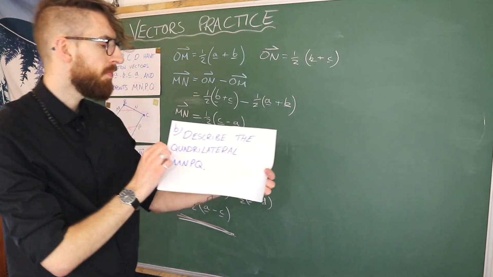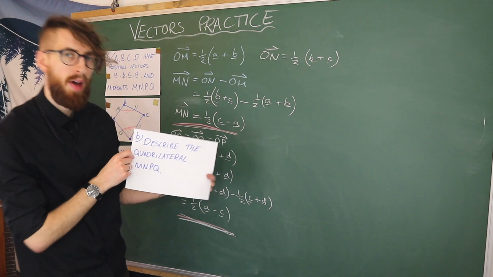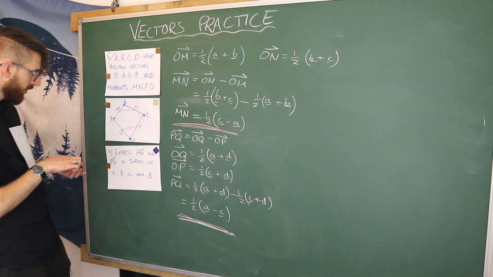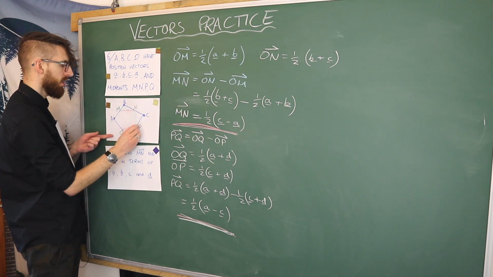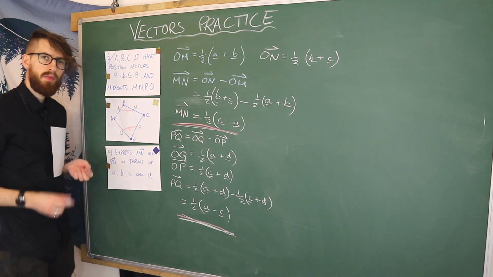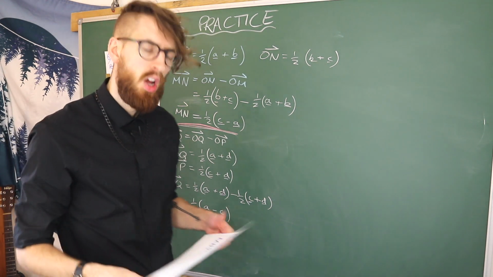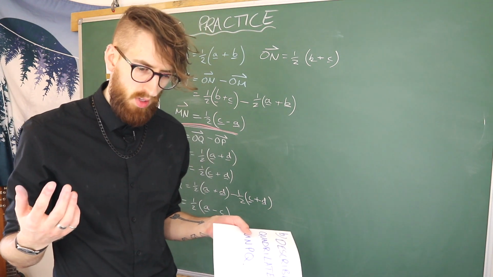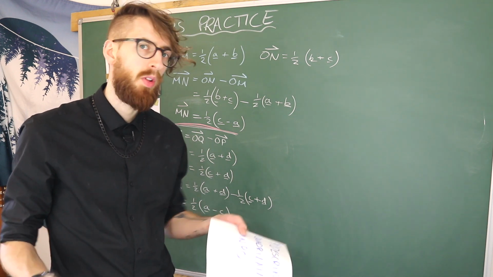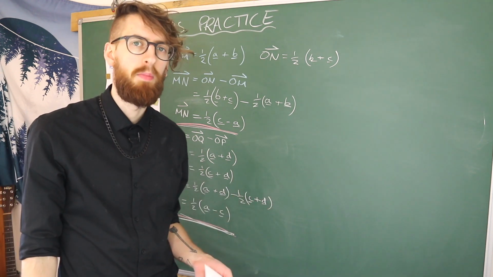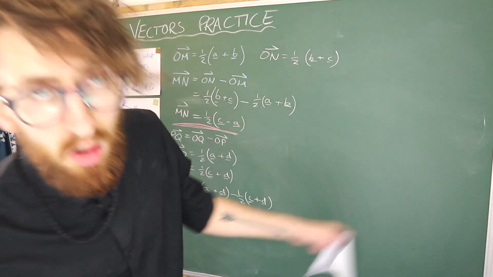Final thing. Question B is describe the quadrilateral MNPQ. That's the quadrilateral that we're now looking at. Remember when I said in the previous video, if you're doing anything where it's describe the quadrilateral, all that means is: is it a parallelogram or a rhombus? That's all we're going to do.